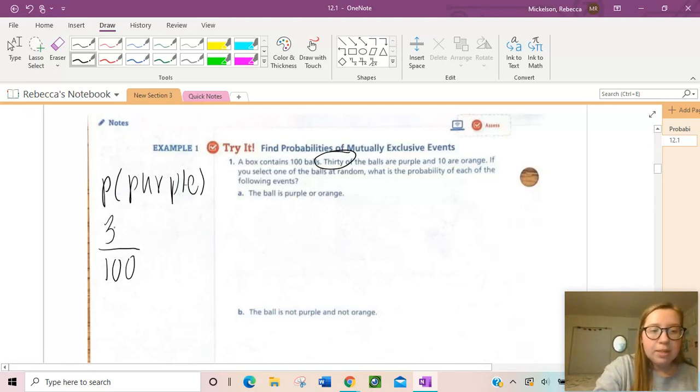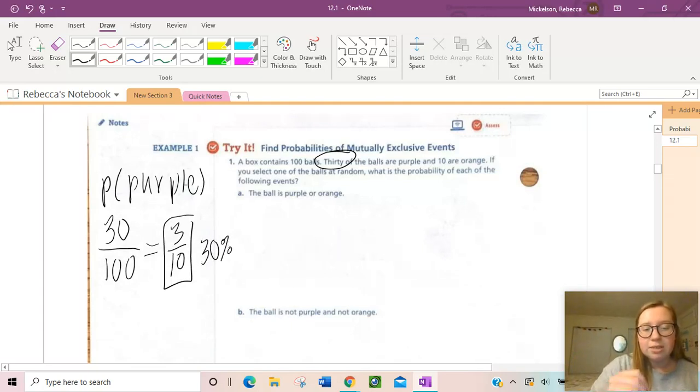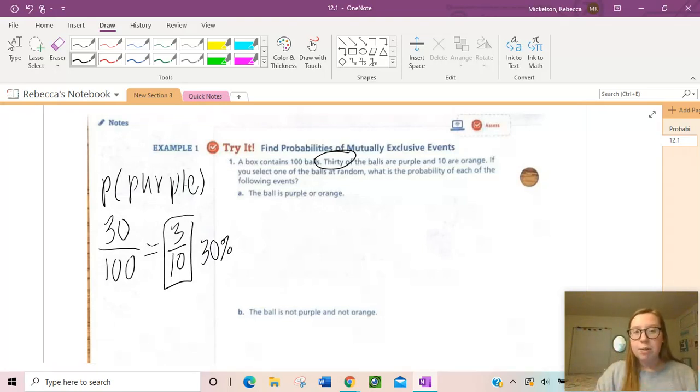So the probability of drawing a purple ball, we may have been able to do this one on our own, is going to be 30 over 100. We can simplify that fraction to be 3 over 10. So we can say this is our probability. You also may see this written as 30%. So sometimes our probabilities are written in percent form. But that is just going to be our probability of purple.